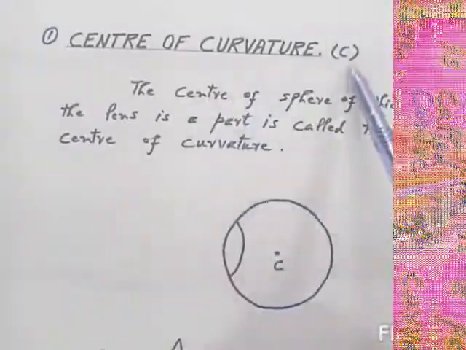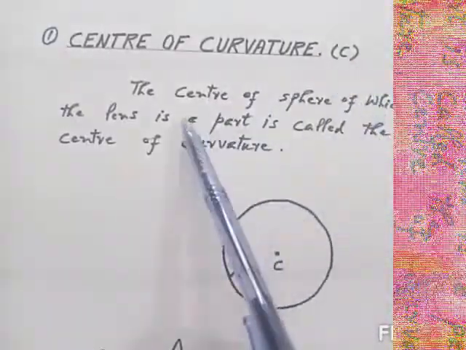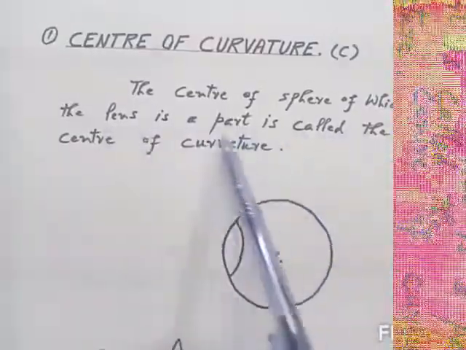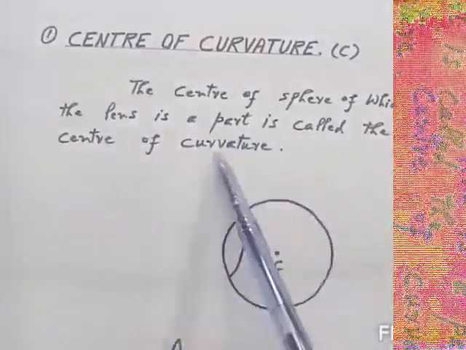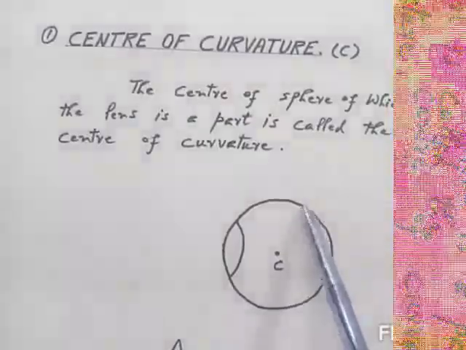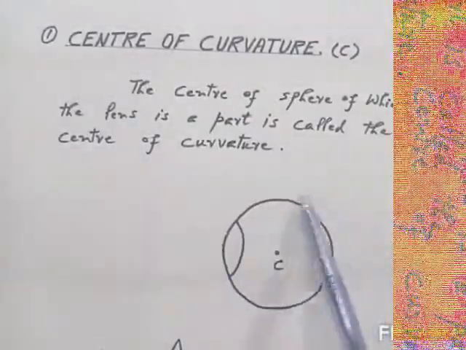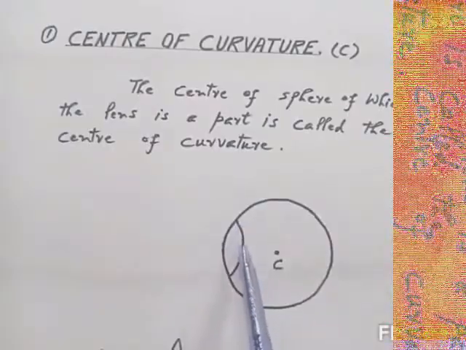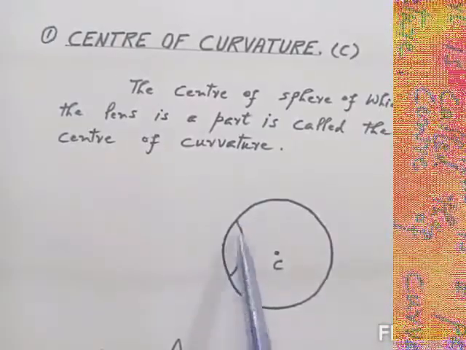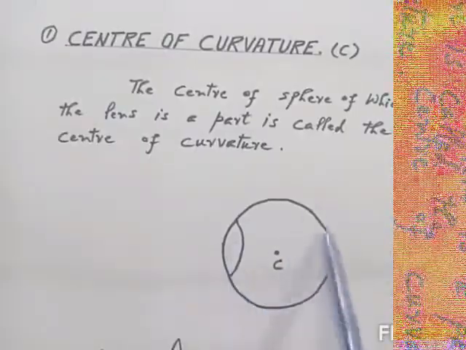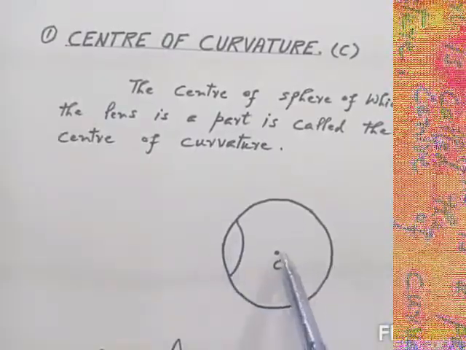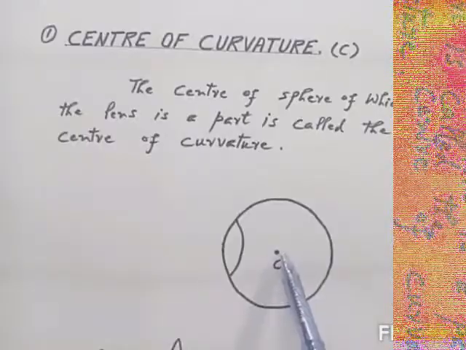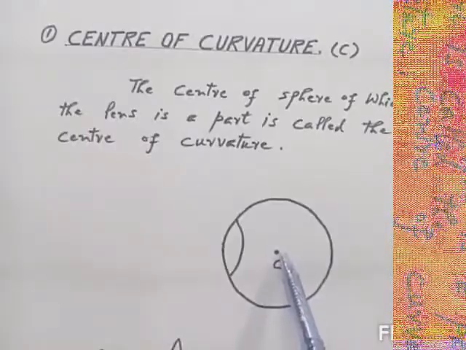It is noted by C. How do we define this? The center of the sphere of which the lens is a part is called center of curvature. Now this is a sphere and lens is a part of the sphere. So here we cut the lens. This lens is a part of this sphere. The center of this sphere is called center of curvature.